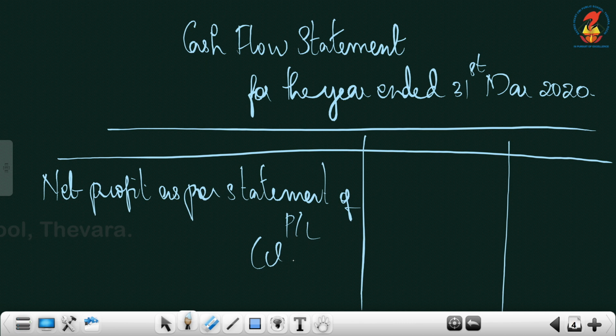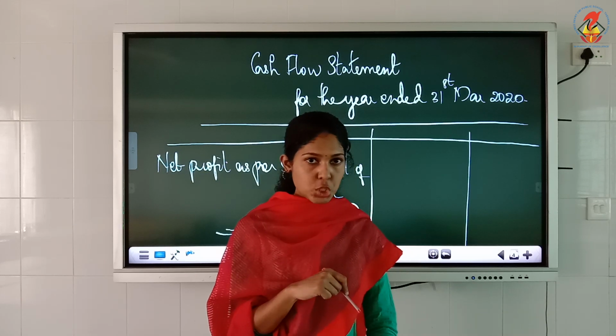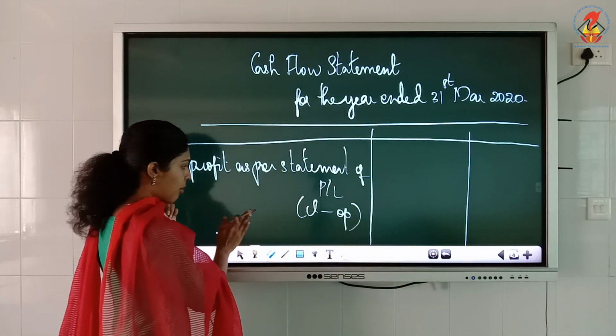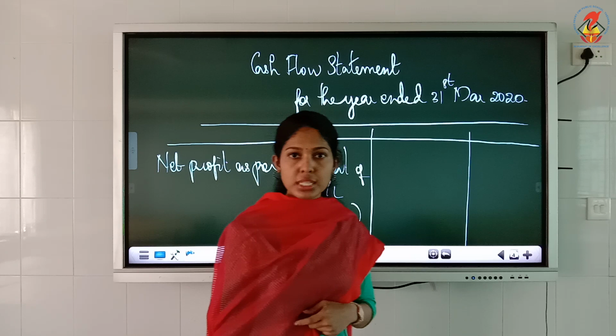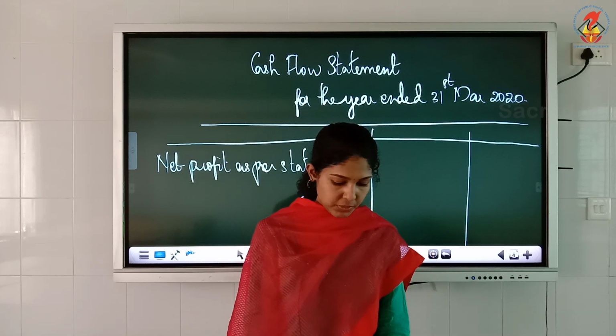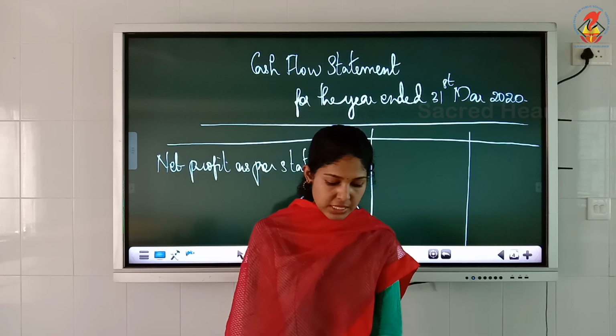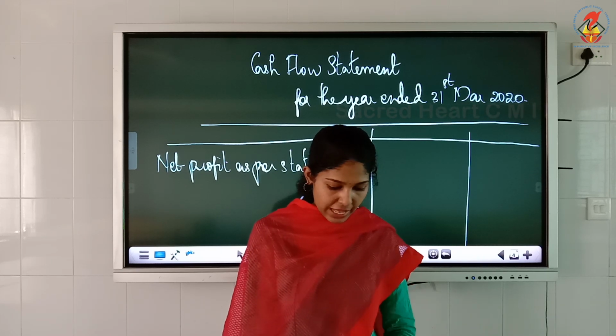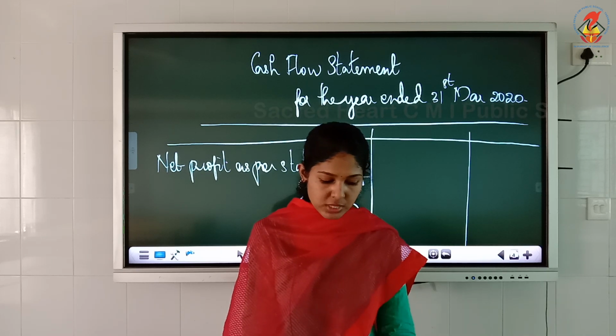P&L. You have to take closing minus opening. So here it is given in the balance sheet. Net profit will come under which section of the balance sheet? It will be written under reserves and surplus. So just see the reserves and surplus. It is given there 2 lakhs and 1 lakh. So do you see, we have to take closing minus opening.